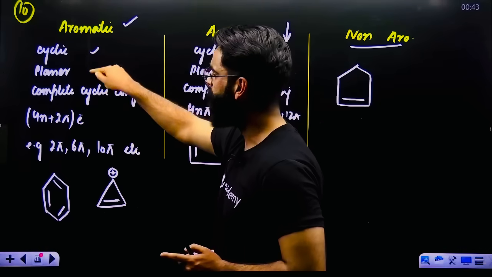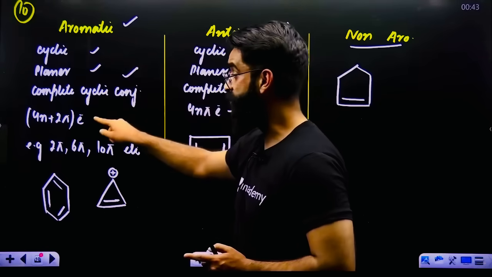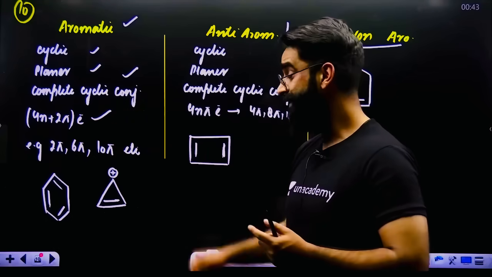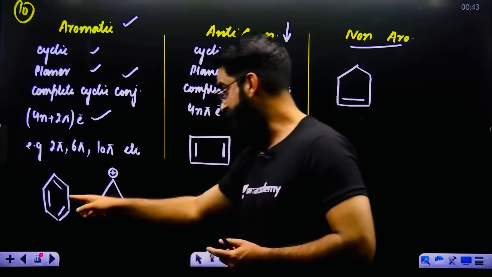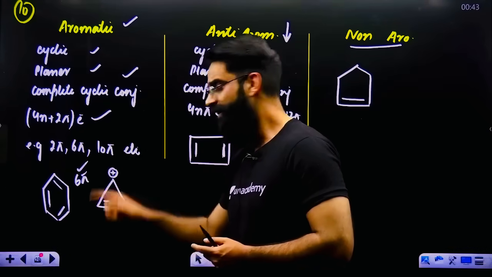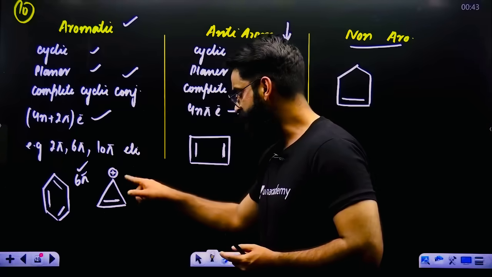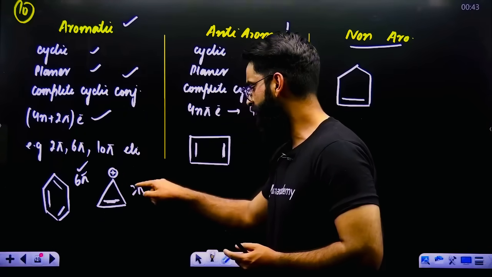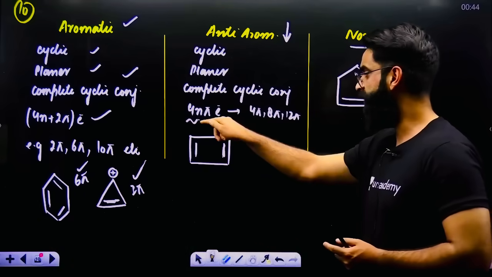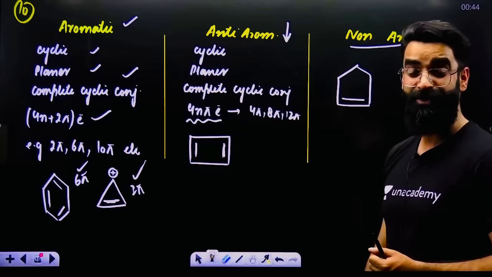The molecule has to be cyclic, planar, with complete cyclic conjugation. It should follow Huckel's rule, which means 4n plus 2 pi electrons should be present in the complete cyclic conjugation. For example, look at your benzene. There are 2, 4, 6 pi electrons involved. So it is your aromatic compound. Over here, in this particular compound, 2 pi electrons are involved in the complete cyclic conjugation. So it is aromatic.